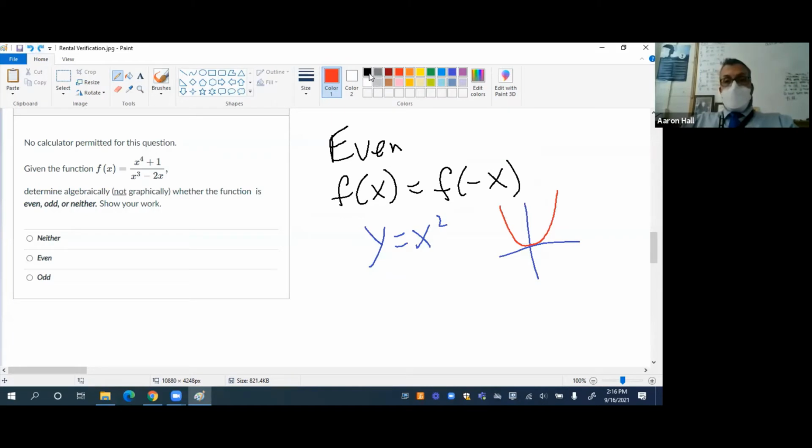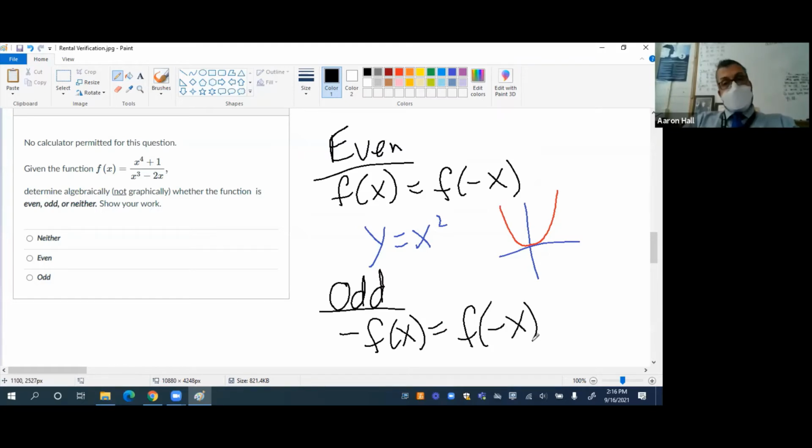What about if it's odd? If it's odd, then negative f of x equals f of negative x. What kind of transformation is this? It's a vertical flip. What about this one? Horizontal flip. So it doesn't matter which one you do, you get the same thing. So what if I have a graph that looks like this? This is our y equals x cubed. If I do a horizontal flip or a vertical flip, do I get the same thing? Yeah, so this is odd.